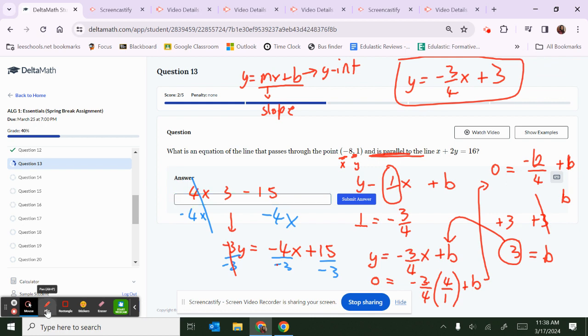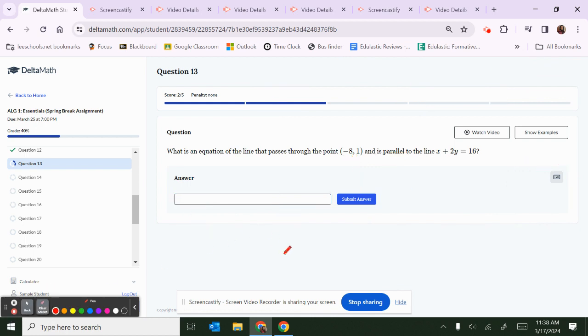All right. So let's try this one, guys. This one asks us for parallel, so that means your slope is gonna stay the same. So let's first rewrite our equation in the form y equal what? What equation do we need to write it as? Y equal mx plus b, because that's the easiest way to identify your slope.